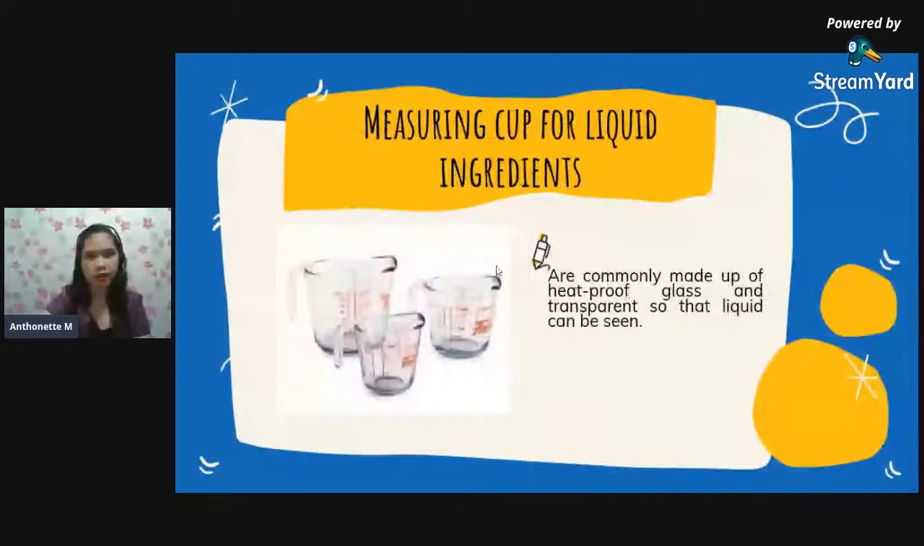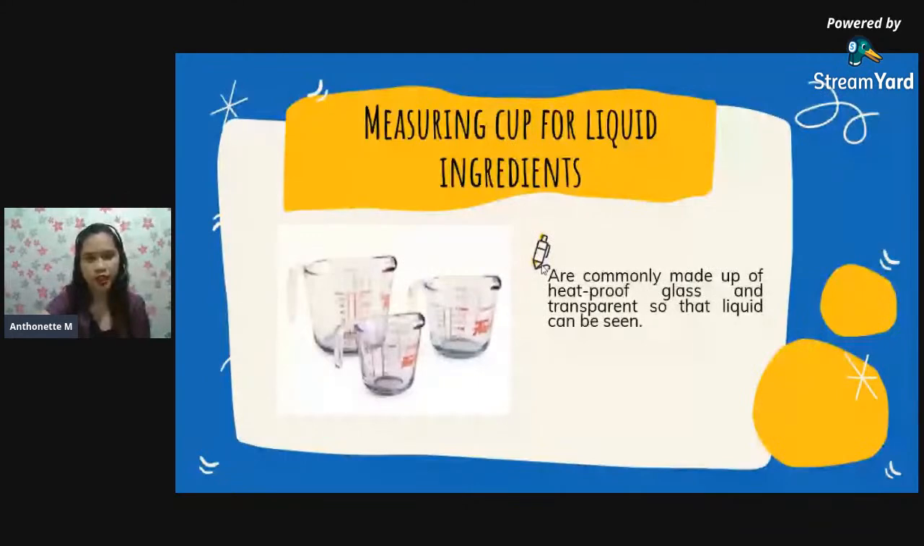So next is the measuring cup for liquid ingredients. So it is different from the measuring cup for dry ingredients. The measuring cup for liquid ingredients is called the liquid measuring cup, or we also call it a graduated measuring cup. They are commonly made of heat-proof glass and transparent so that the liquid can be seen. Okay, so when you're measuring the liquid, you can see it because it is clear.